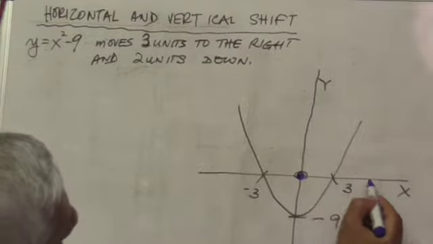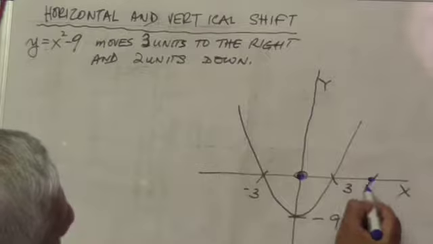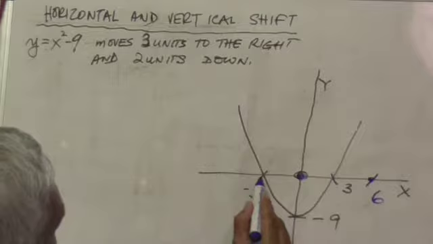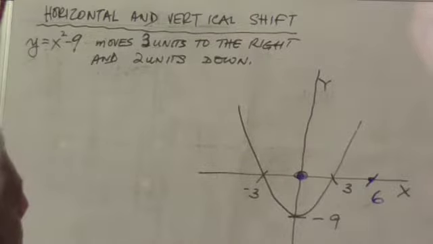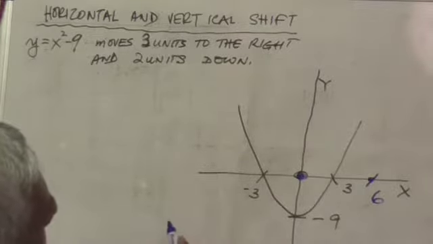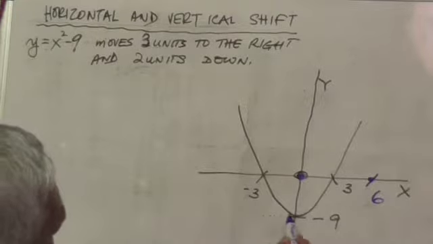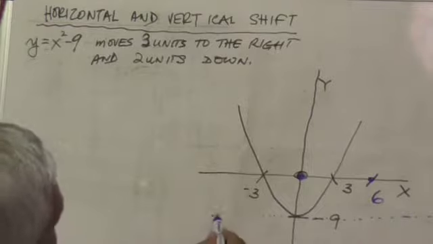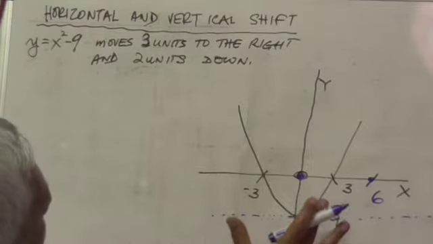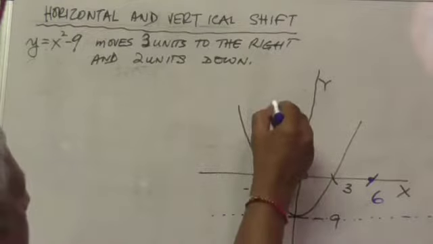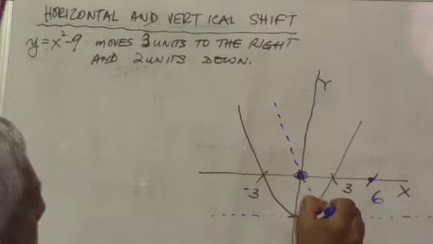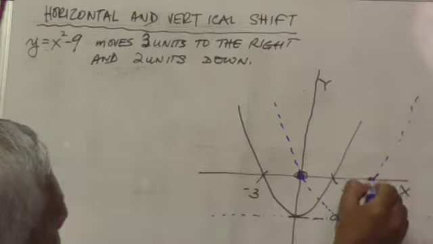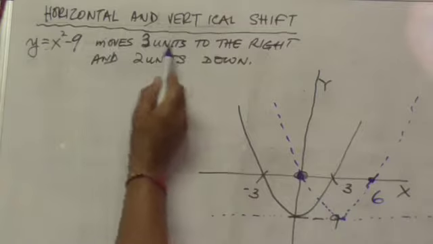If this one moves 3 units to the right, it will come over there and it will pass through 6. 3 plus 3 will give you 6. Minus 3 plus 3 will give you 0. Right, so this moved 3 units to the right. And there is the old minimum value line. Now so far only one movement we did. So far this graph has only moved to the right. We did that part.